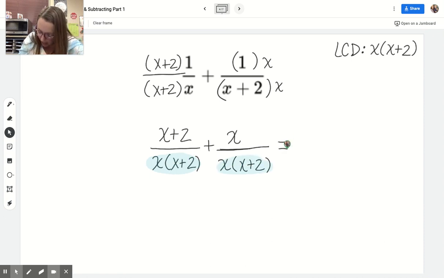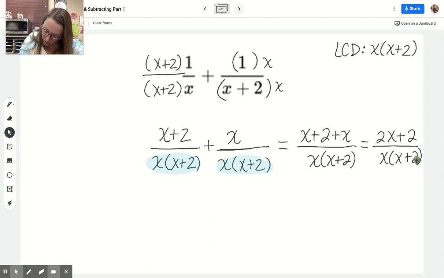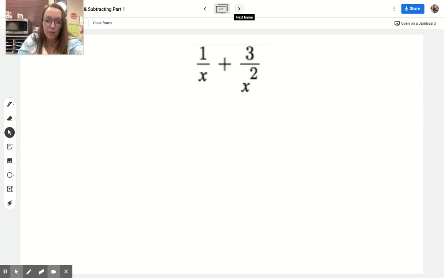So I can add up my numerators, x plus 2 plus x, and I'm going to keep the denominator the same, x times x plus 2. You can leave the denominator in factored form, but on the top, I do have some like terms that I can combine. The x and the x makes 2x. And then we can go ahead and stop there. Let's do another one, okay?